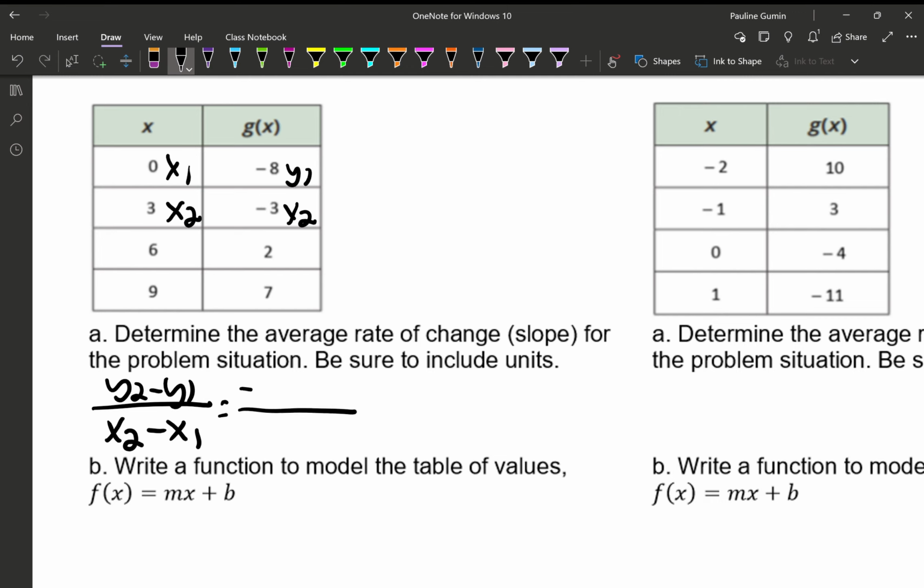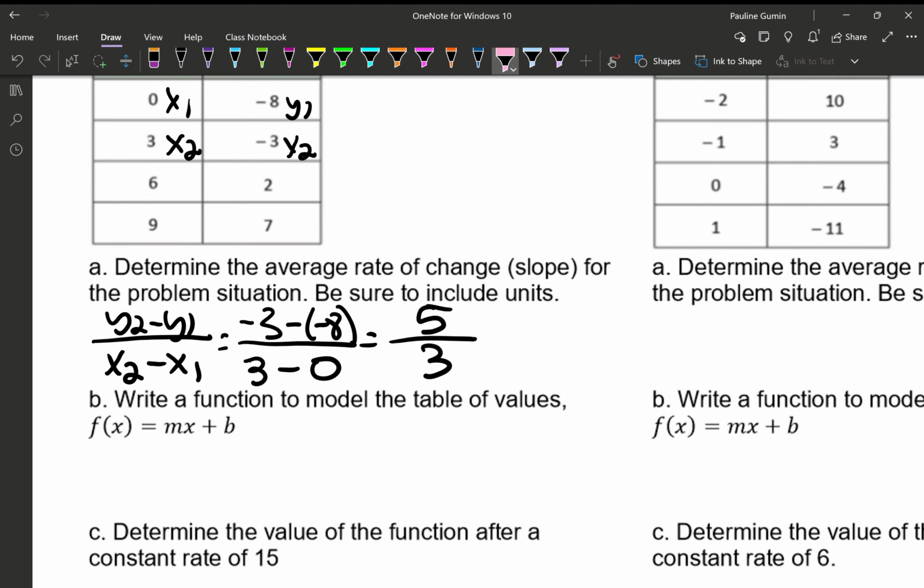All right, for our y's, -3 minus -8 gives us a +5. For our x's, 3 minus 0, 3. We got our slope. Fantastic. So f of x equals 5 over 3x.